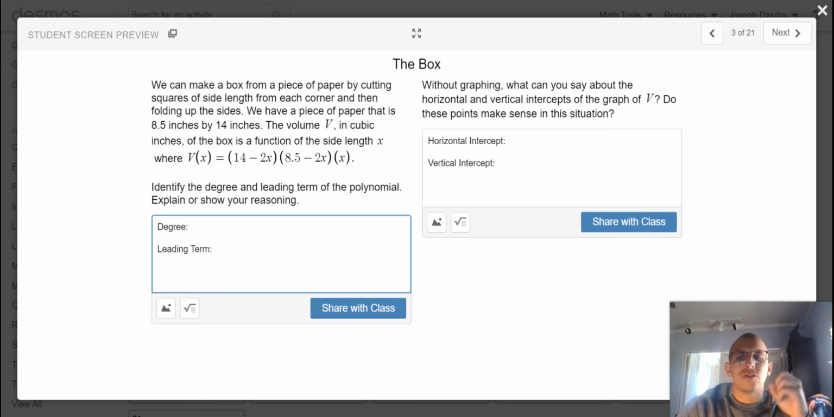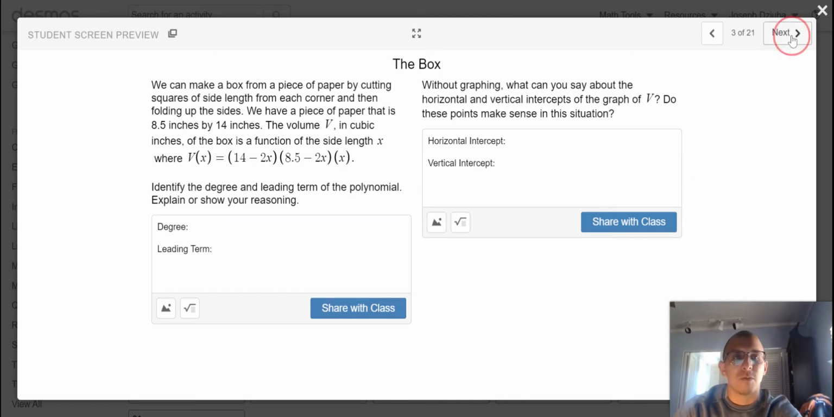How can you identify the degree? How can you possibly identify the leading term? Share that information with the class. And then without graphing, based on the information that you have here, what are the horizontal intercepts? What are the vertical intercepts? And based on this context, do those values make sense? This is reinforcing this idea of inputs, outputs, domain, range, what's allowable, what's not allowable. And you'll be able to share it with your classmates and generate some type of dialogue before we get to class time.